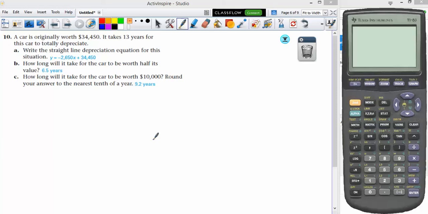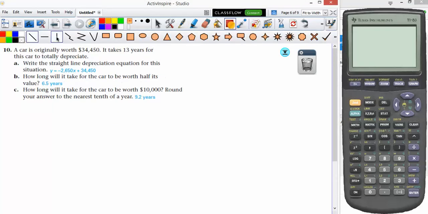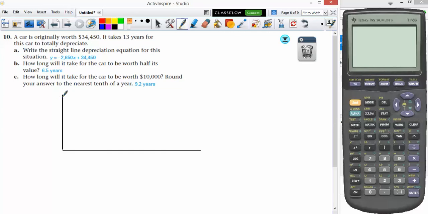Okay, a car is originally worth $34,450. It takes 13 years for this car to totally depreciate. The first thing I would do if I were you is I would make a graph just to get a picture of what's going on. So think of this at this point right here.